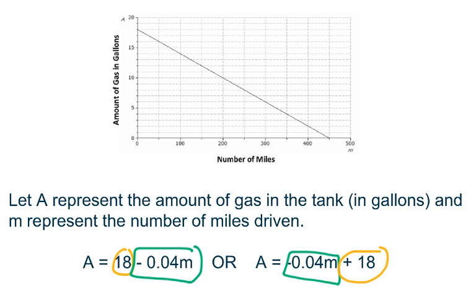Either of those is fine. These are equivalent expressions or equivalent equations. So either of those would be acceptable linear functions that model the relationship between the number of miles driven and the amount of gas in the tank.